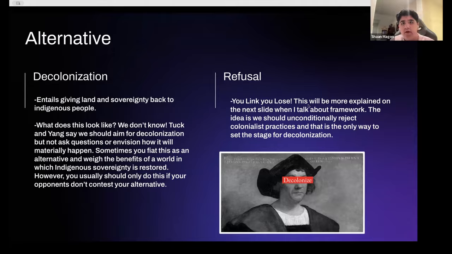More commonly, however, what you'll see people go for is an alternative of refusal. This is reliant on a framework of debate called you think you lose. This will be talked about more on the next slide when I go over framework. But the idea is that generally we should reject colonialist practices, and that's the only way to set the stage for decolonization. So you'll just say, even if we do not get rid of all colonial structures, they've supported something that is bad, and just rejecting them should be sufficient.